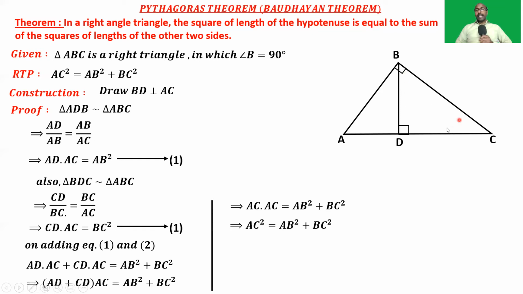So in a right angle triangle, the square on the hypotenuse is equal to the sum of the squares on the remaining two sides. So hence we proved the theorem. And now let us prove the converse of Pythagoras theorem. That is, in a triangle, if the sum of the squares of two sides is equal to the square of the hypotenuse, then the triangle is a right angle triangle, and the angle opposite to the hypotenuse is a right angle. So that is the converse of Pythagoras theorem.